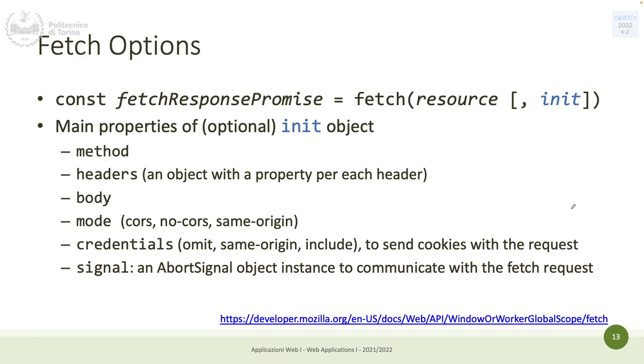The method, post, put, get, delete, by default is get, but we can specify the headers, if we want to provide some headers in the request, the body of the request, any credential that we want to attach to the request if needed, etc. So a series of properties that map the properties that an HTTP request can have. The ones that we are going to use most are clearly the method, the body, and sometimes the headers to provide in a post request, for instance, also the resource to create on the server if we think about our examples.